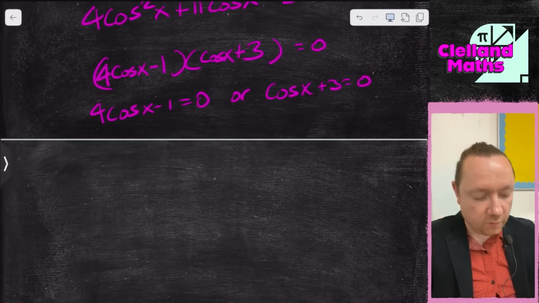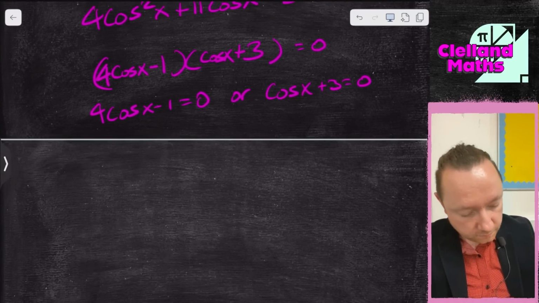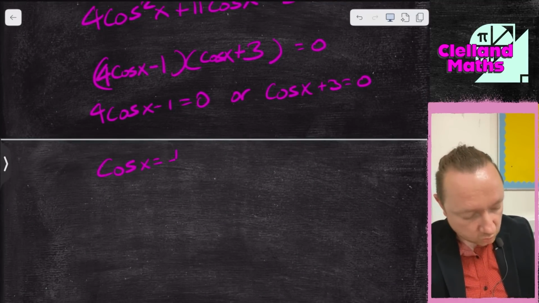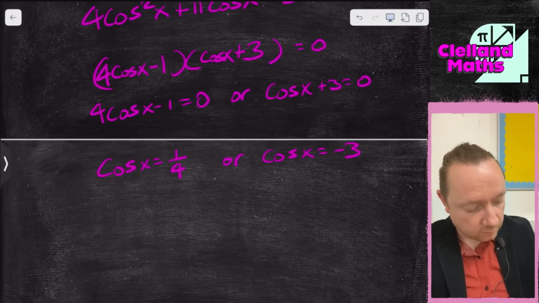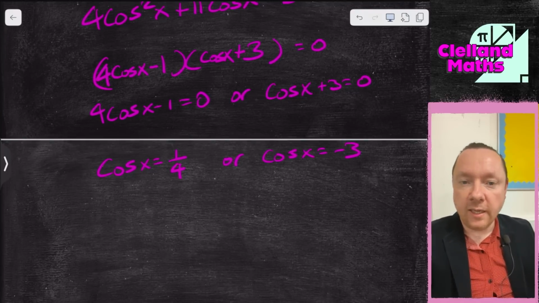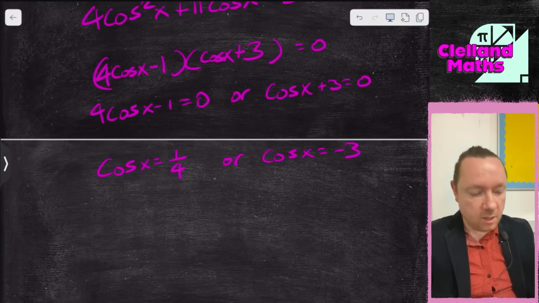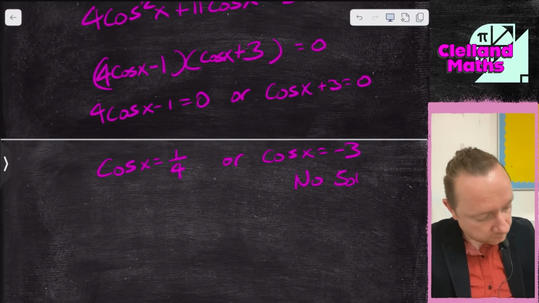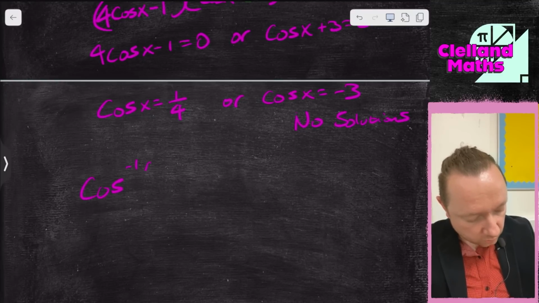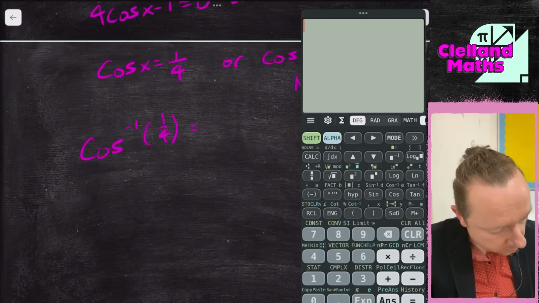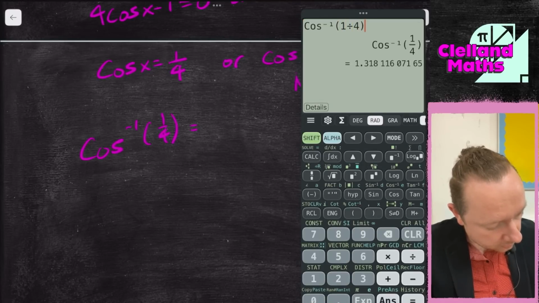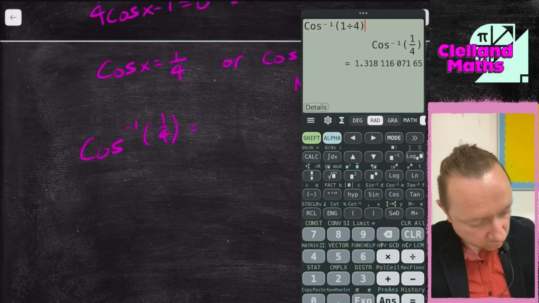Solving them separately, you get cos x equals a quarter for the first one, or you get cos x is equal to minus 3. Well, cos x is never minus 3. It's always up to 1 or down to minus 1, so that has no solutions. This one I can do the inverse cos of a quarter. Making sure I'm in radians, shift cos 1 over 4 is 1.318, so I'll just put 1.32, I think.